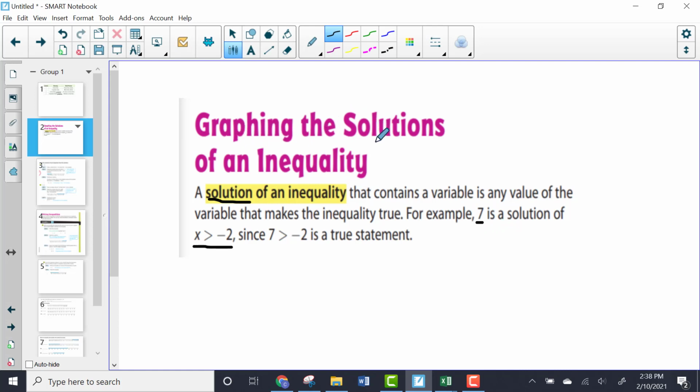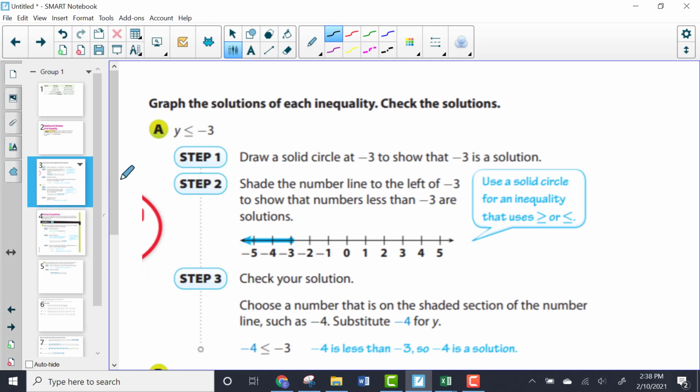All right, so we're talking about finding some solutions here of the inequalities. Now, you can see there on page 320, it's telling us now to graph the solutions of each inequality and then check the solutions. So we can see for letter A, what that means is that y is less than or equal to -3. So how do you go about solving this problem? What you do is you draw a solid circle at -3 to show that -3 could be a solution. Remember, it means or equal to, so -3 could be a solution.